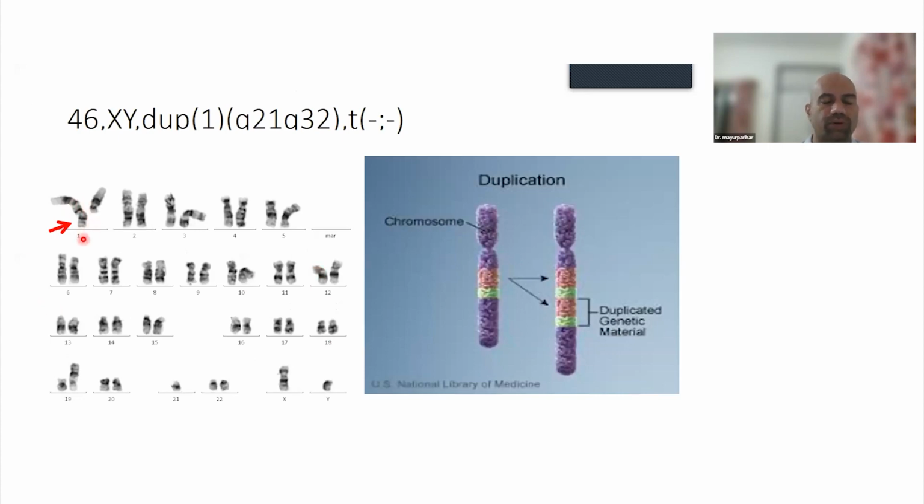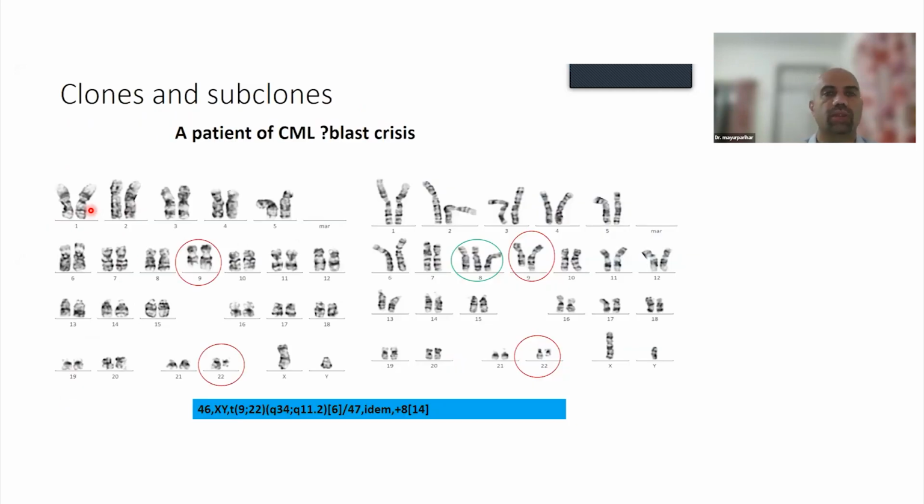Duplications are when a part of a genome duplicates itself. So duplication 1 is seen in, and there's a derivative 19 translocation 1;19 here. So duplication actually results in additional copies of those specific genes. Now, when you look at karyotyping, you also look at clones and subclones. So if you look at this patient, there are 6 metaphases showing 9;22, and there are 14 metaphases showing 9;22 plus trisomy 8. So this clone is now evolving, has acquired trisomy 8, and this patient is moving towards blast crisis.